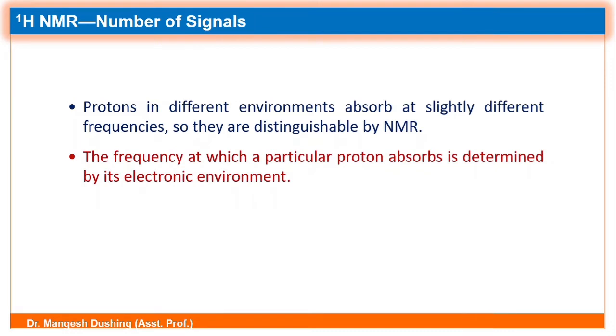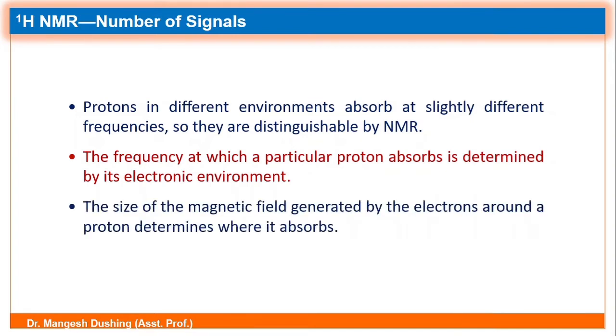The frequency at which a particular proton absorbs is determined by its electronic environment. How much electron density is around that proton determines the frequency at which it absorbs. What is the environment? The electronic environment around that proton: either it is electron rich or electron deficient, either it is attached to an electron donating or electron withdrawing group. So what is the electron density around that proton? Depending upon that, the particular proton absorbs at its frequency.